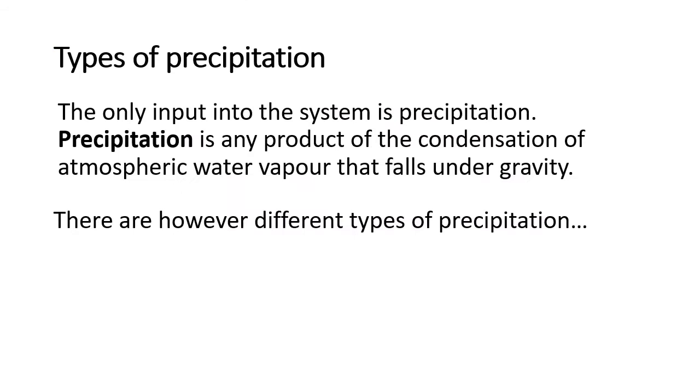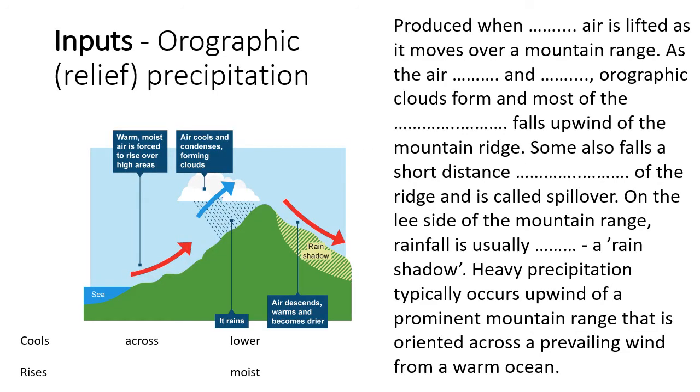Okay, now one thing that we do need to look at are the different types of precipitation. Precipitation is any form of water, whether it be ice or liquid, that falls from the sky due to gravity. Now, that makes perfect sense, but there are three different types of precipitation you need to know. So the first type is what is called orographic, or a slightly more common name, relief rainfall.